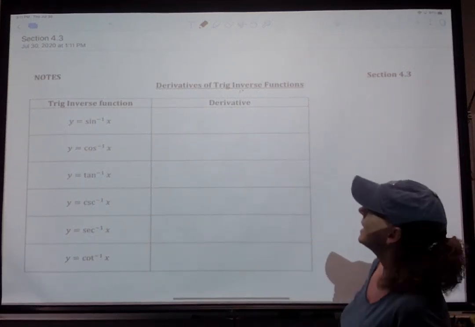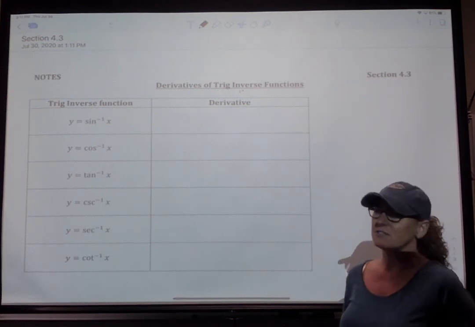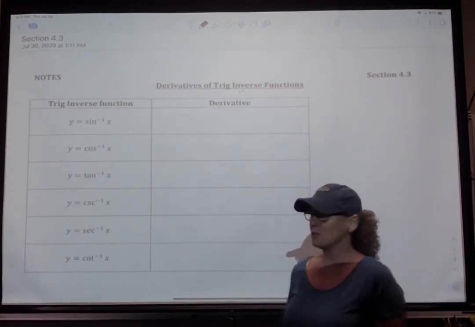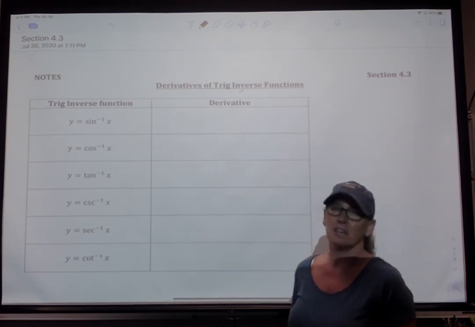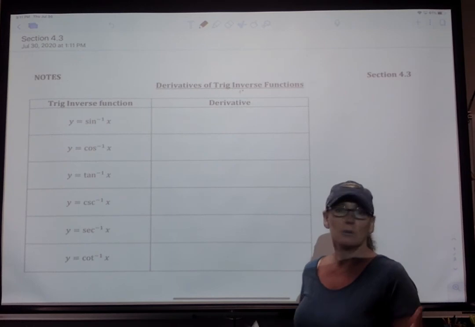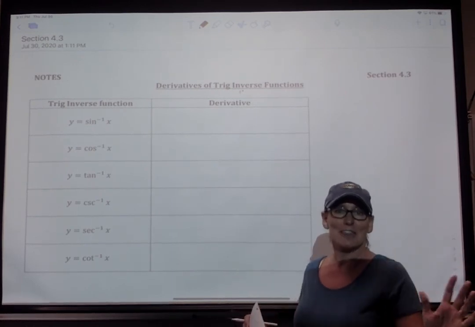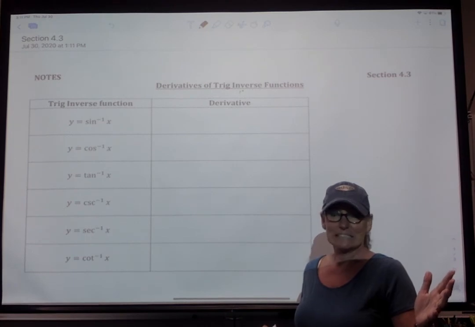Hey guys, I have your notes pulled up for section 4.3, and we're going to do trig derivatives today, and I've kind of got good news and bad news. The good news is the notes are going to be short. The bad news is I'm giving you a lot of stuff to memorize, and it's yucky, and I have nothing for you. Like, I have nothing to help you memorize these. Sorry.